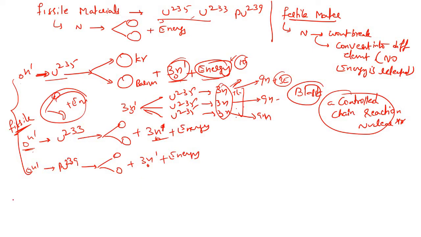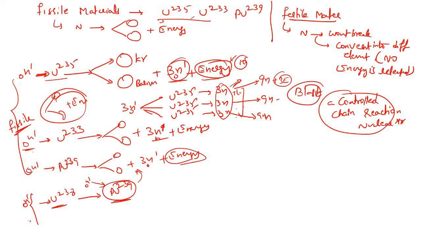But let's see what the fertile ones are. Fertile means, as we said, they won't break, instead they will convert into different elements. So let's take uranium-238. When it is bombarded with a neutron, instead of breaking, it will convert into plutonium-239. So at the first stage it won't break, instead it converts into plutonium-239. If this plutonium-239 is bombarded with a neutron, then the above reaction will occur and energy is released.